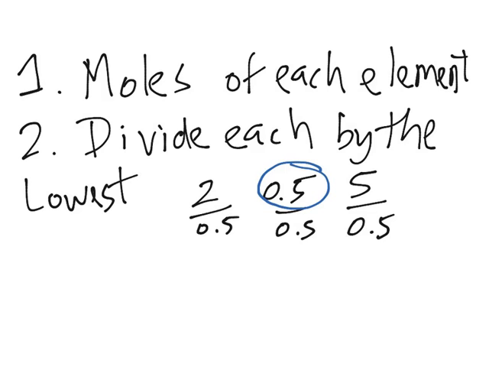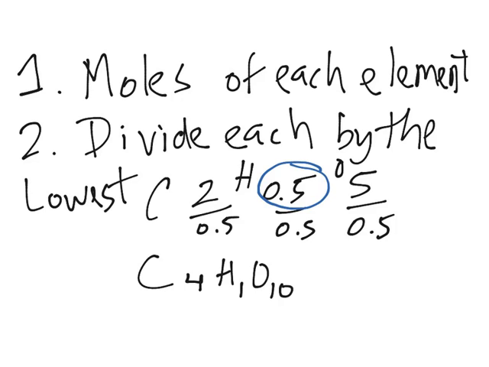Now this will give you a number, and that number will be the ratio of each element in the formula. Let's say this was carbon, this was hydrogen, and this was oxygen. For carbon, you would get 2 over 0.5, which is 4. For hydrogen, you would simply get 1, and for oxygen, you would get 10. You don't represent the 1, so I was just showing you how it would look, but you write it like that. This will be your empirical formula.